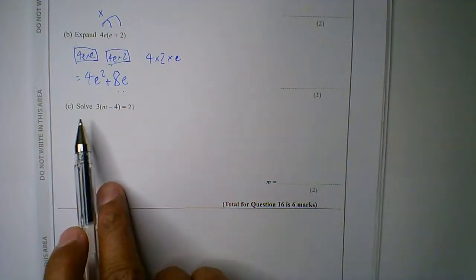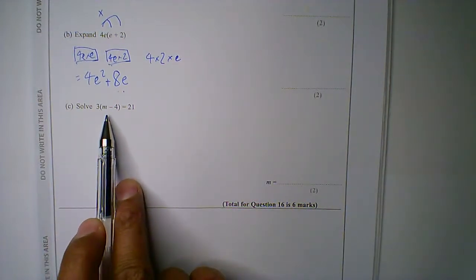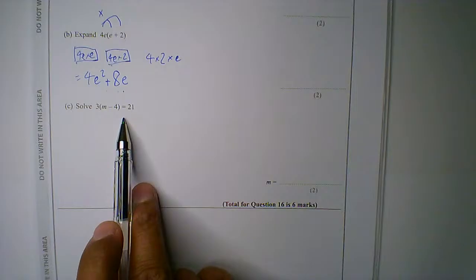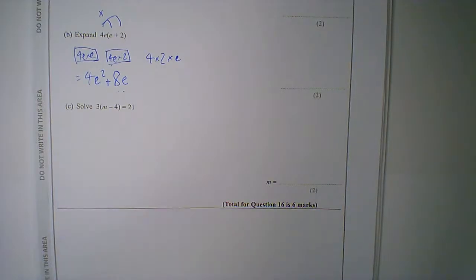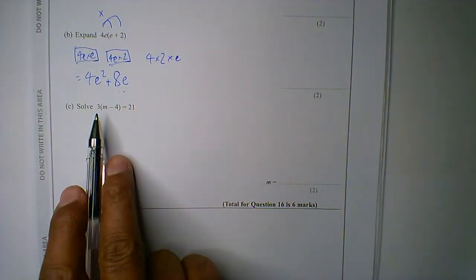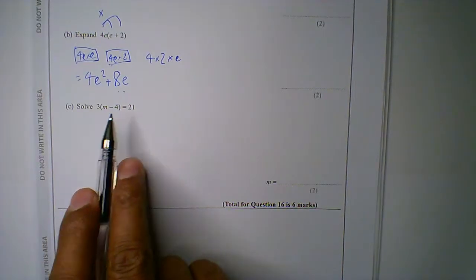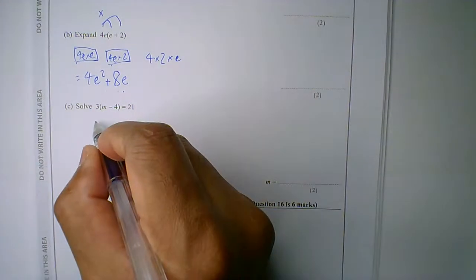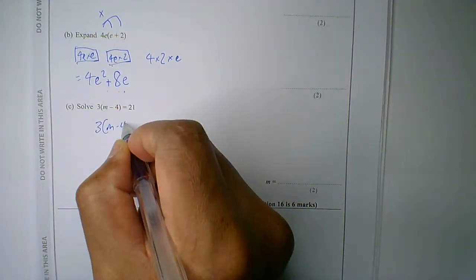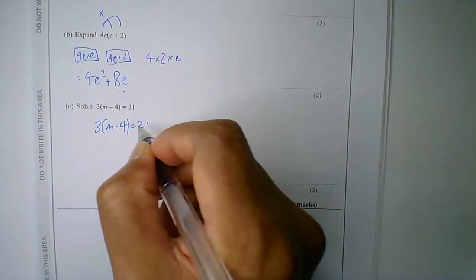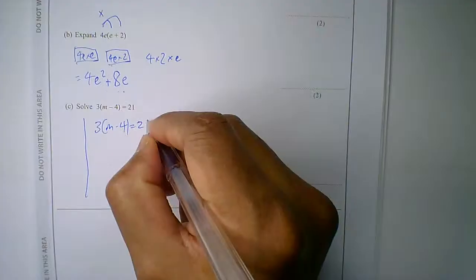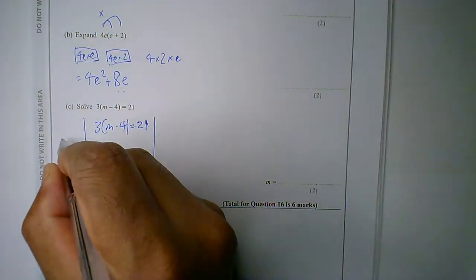Now the next one, part C, solve 3(m take away 4) equals 21. Again, pause the video, and then once you are ready, you can press play. So similar to before what I showed earlier, I've got in front of the brackets, I've got 3. I'm going to check, can I divide 21 by 3? And I can. I'm just going to rewrite this. m take away 4 equals 21. So I am going to be dividing by 3 first.